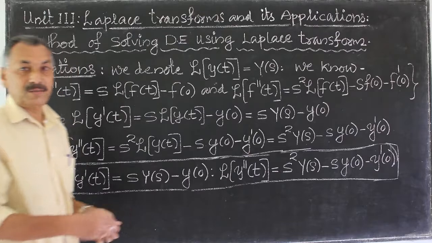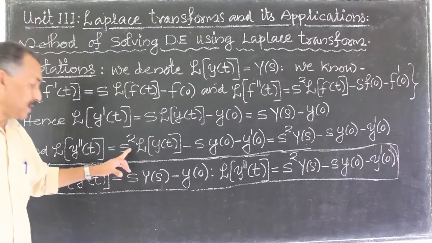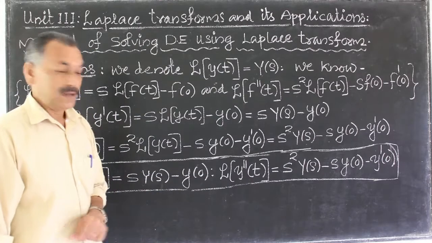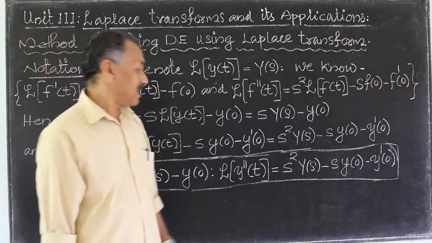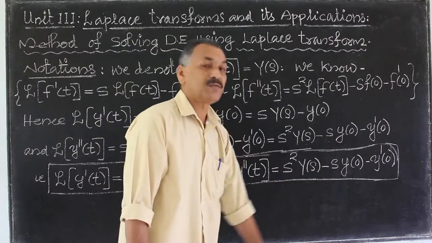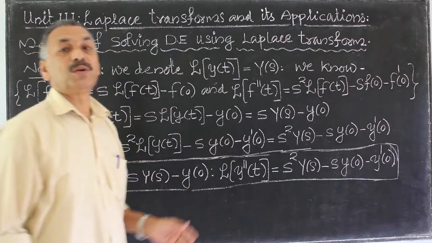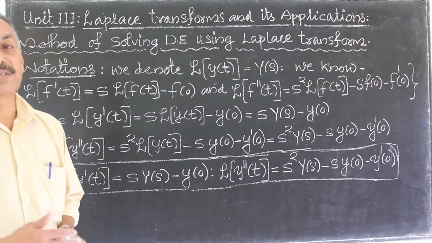So these two results are very important. Laplace transform of y dash t is equal to s into capital Y of s minus y of 0. Similarly, Laplace transform of y2 dash t is equal to s square into capital Y of s minus s into y of 0 minus y dash 0. In that result, instead of f we give y here, and the differential equation is always in terms of y, right?